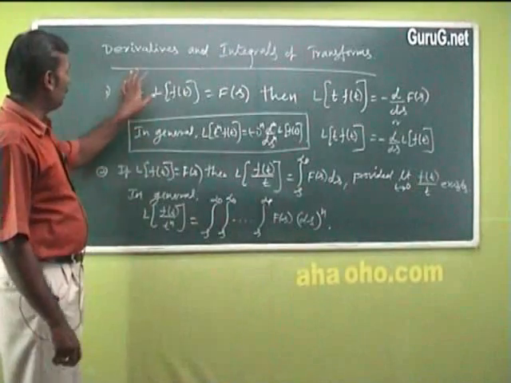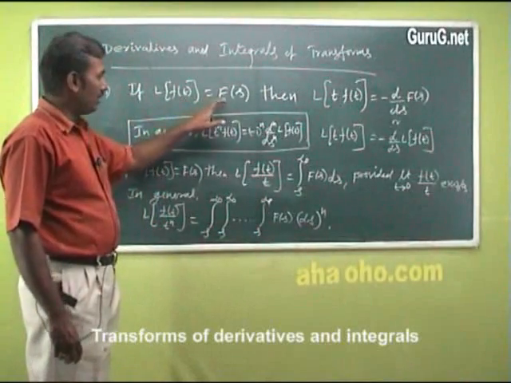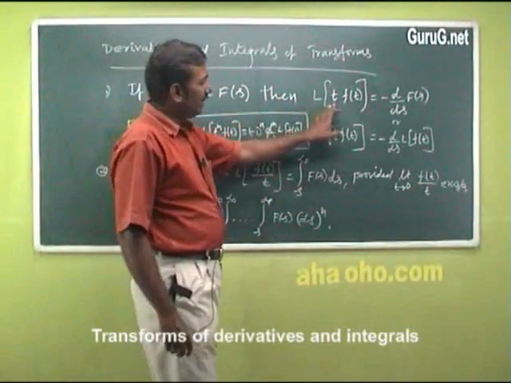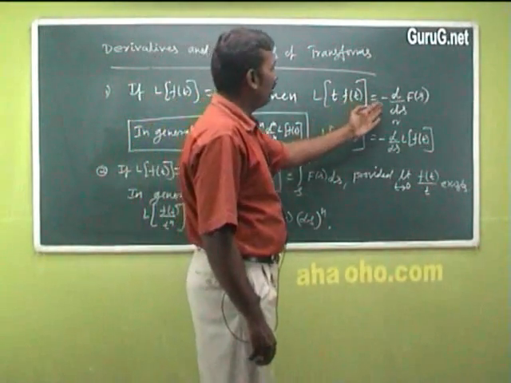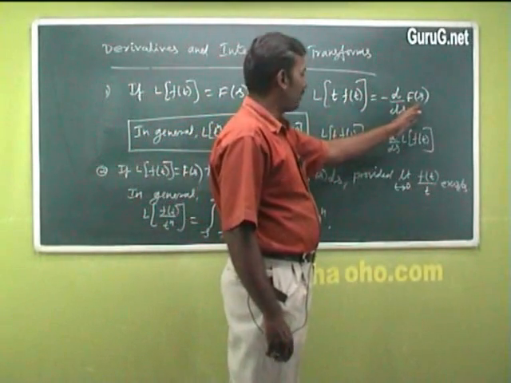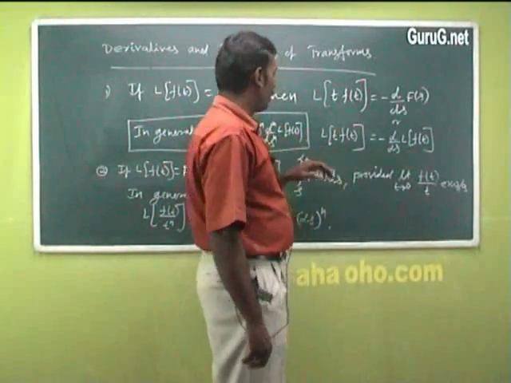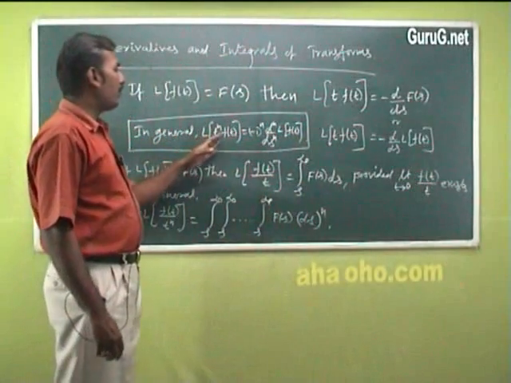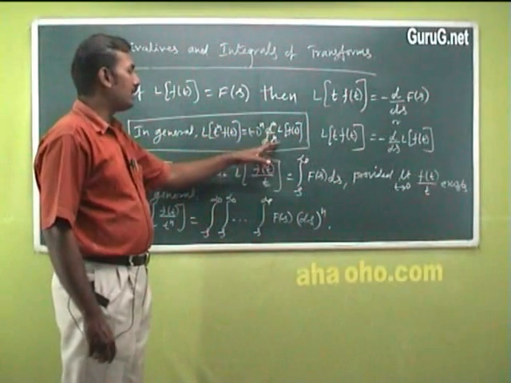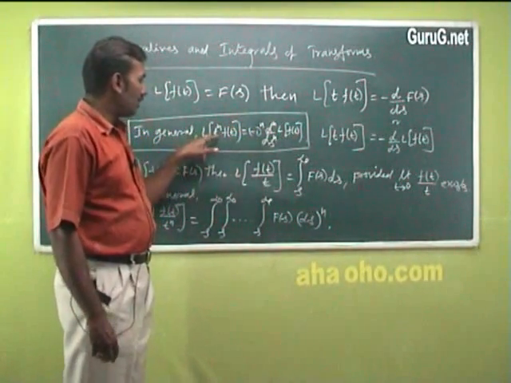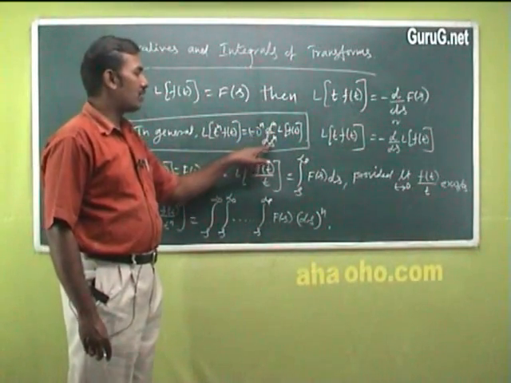Clear? Okay. Derivatives and integrals of transforms. So if L of f of t equals f of s, then L of t into f of t, the product of t into the function f of t, equals minus d by ds of f of s, or simply instead of f of s, you can write L of f of t, right? So in general, t power n f of t equals minus 1 power n d power n by ds power n L of f of t. For example, t squared f of t, what will come? Here minus 1 the whole squared, plus 1, but d squared by ds squared of L of f of t.